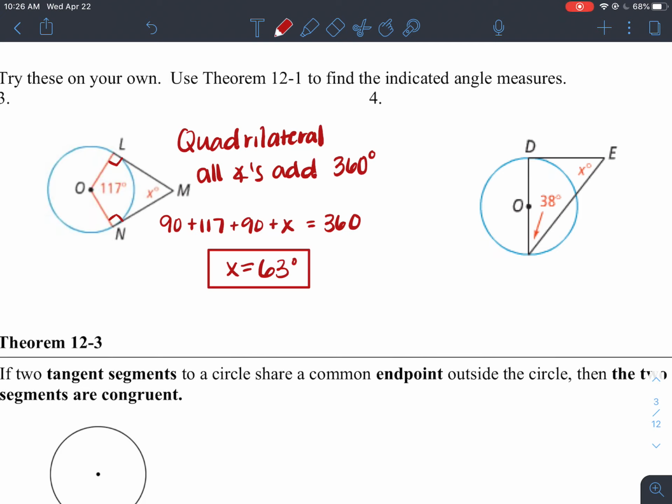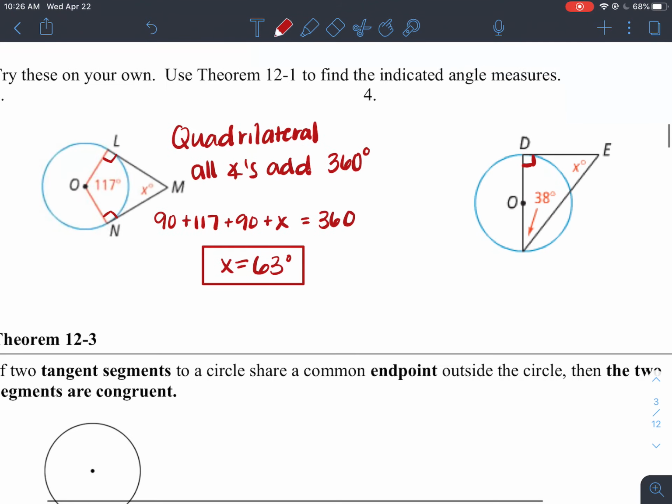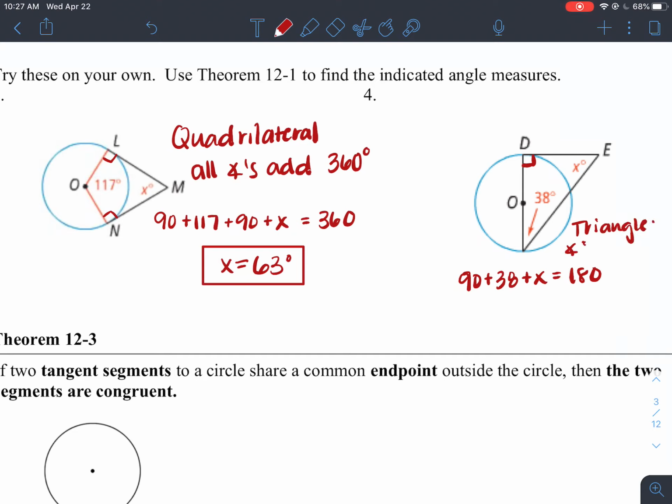Same thing's happening in number 4. We have a tangent line, so we have a right angle. You can solve for x. This time it's not a quadrilateral, but it's back to being a triangle. But our triangle here, we know what triangles have to add up to be. So we could add 90 plus 38 plus x. This time equals 180 because triangles' angles add to 180. I know it's been a couple months since we've really done anything with that, but we can't let that get lost from us. And you get x equals 52 degrees.